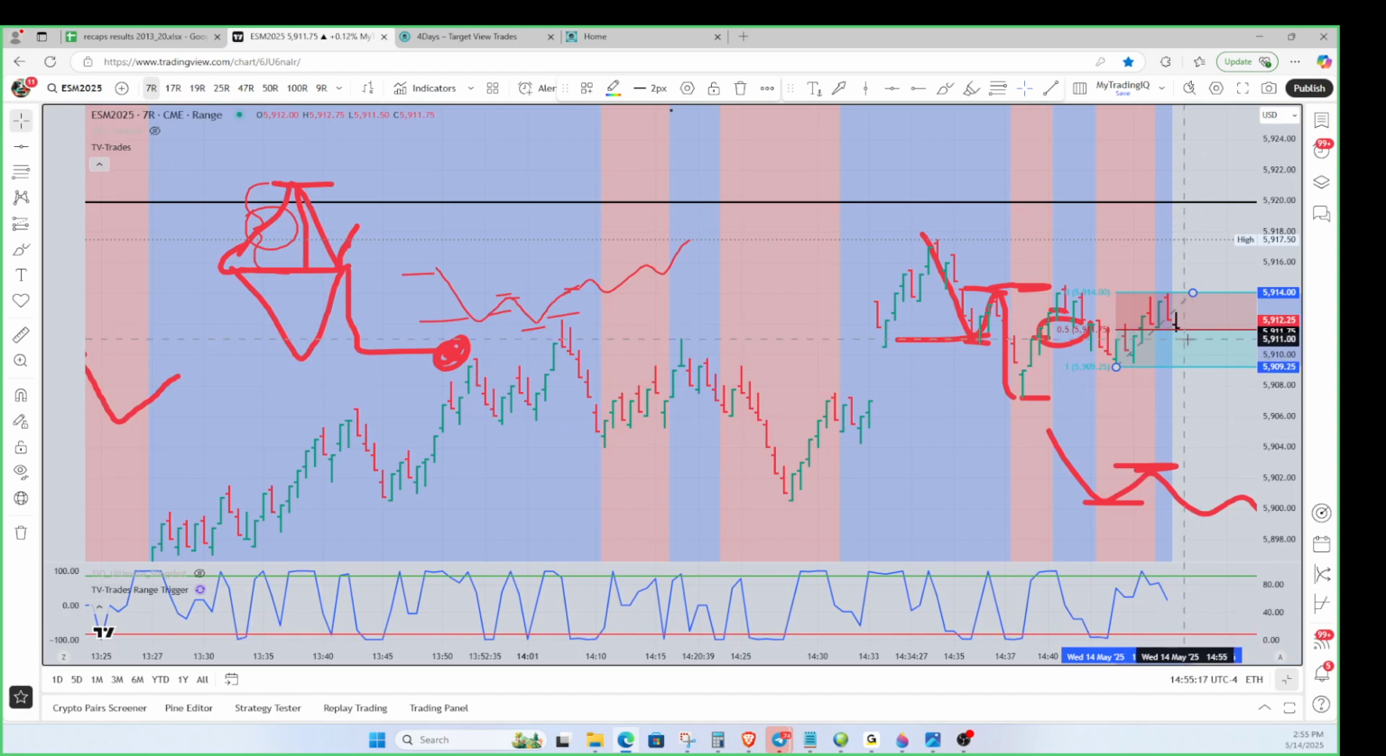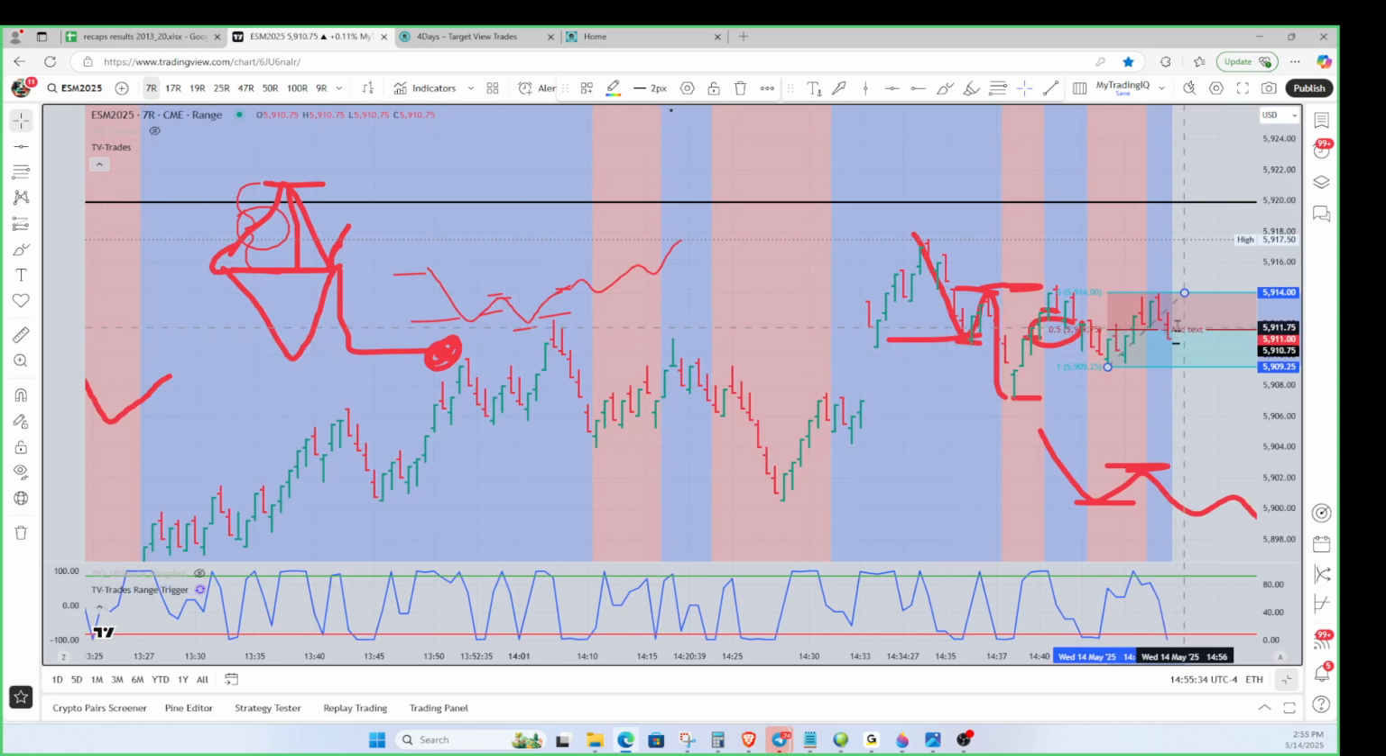Now you could be aggressive right here and just buy the open of the next bar when it closes down right here. That'd be an aggressive trade. If this does go down into the oversold, and it probably will, then you just buy the open of the next bar because it's at a good point for it to bounce. It's not perfect because it's below it right now.